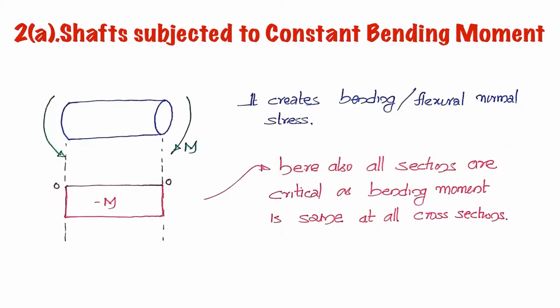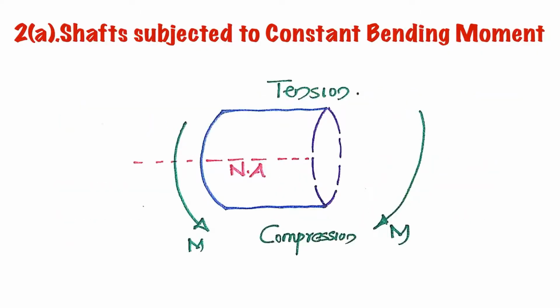So here also you can come to a conclusion that all sections are critical, as the bending moment is the same throughout. So you have identified the critical section. All sections are critical. Next you have to identify which element within that critical section is the critical element.